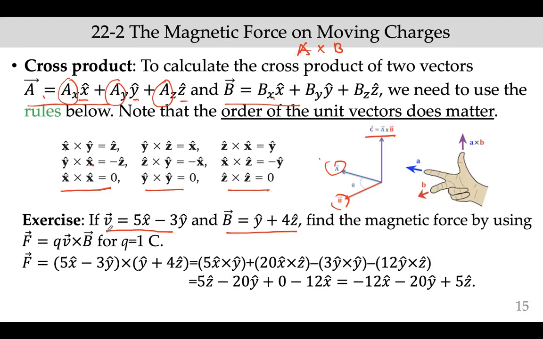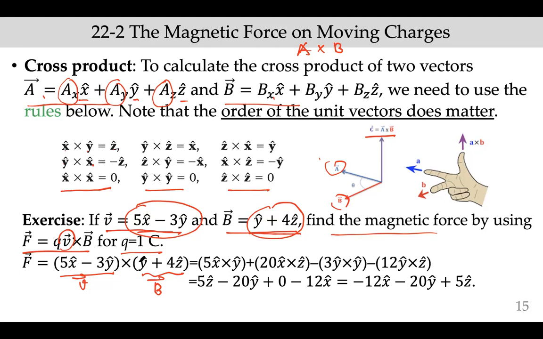Now let's do this exercise. Let's say the velocity vector is this, and the magnetic field vector is this. Find the magnetic force by using this formula and assume that the charge is 1 coulomb. So what we are going to do is we will write V first, put a cross sign, and write this one, which is B. So this is the V vector and this is the B vector. And again, this order is important. If you do B cross V, it will have a negative sign. So this order is important.